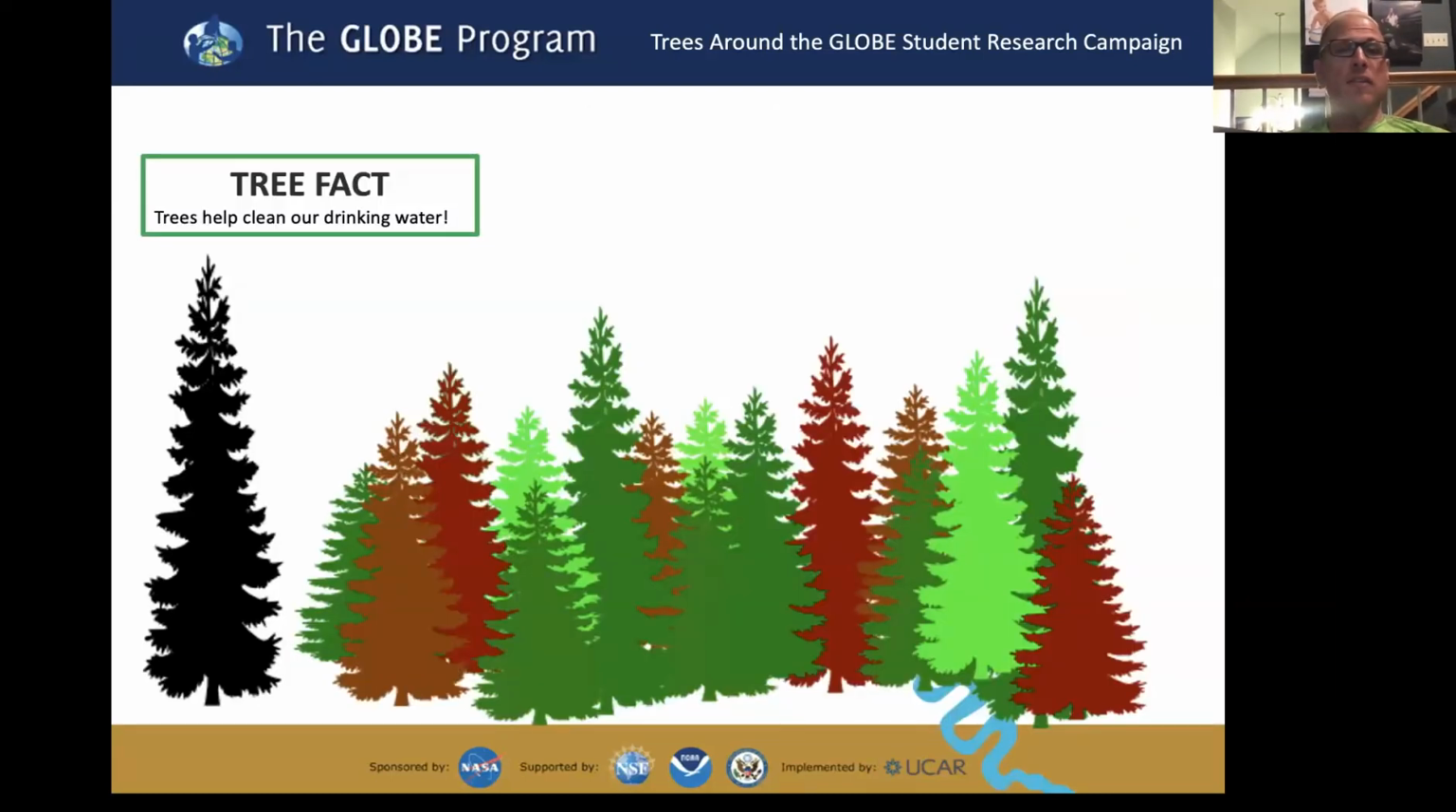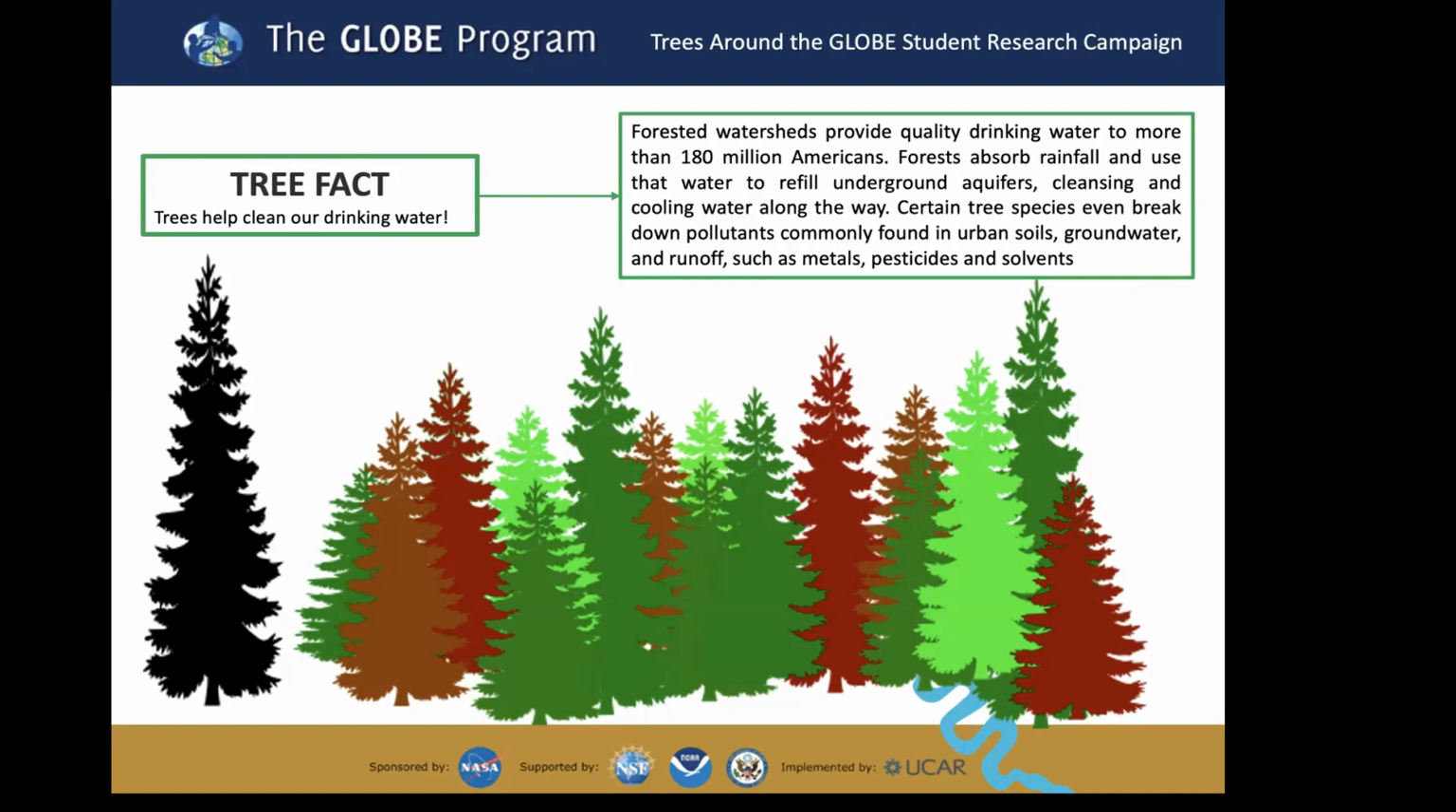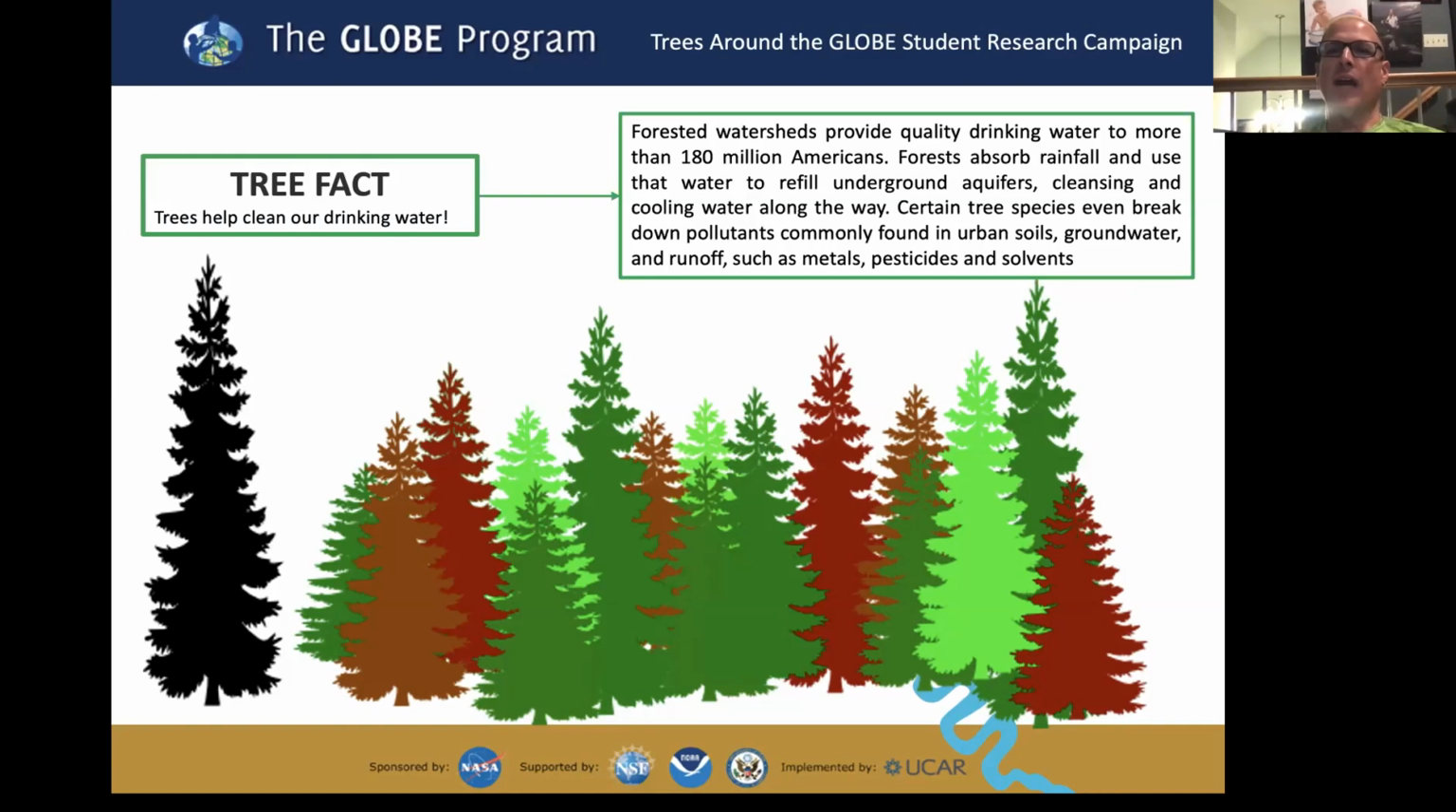Little tree fact that I like to show: trees help clean our drinking water. And how? Forested watersheds provide quality drinking water to more than 180 million Americans. Forests absorb rainfall and use that water to refill underground aquifers, cleansing and cooling water along the way. Certain tree species even break down pollutants commonly found in urban soils, groundwater, and runoff, such as metals, pesticides, and solvents.